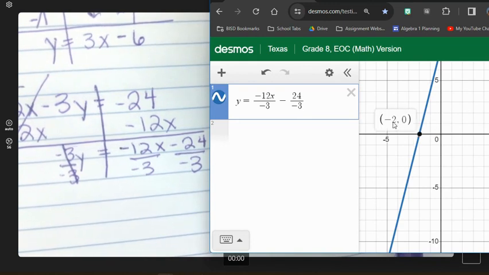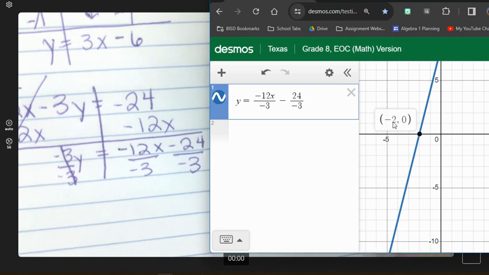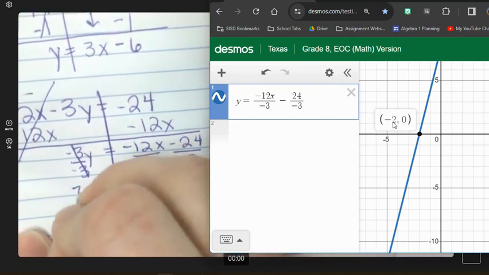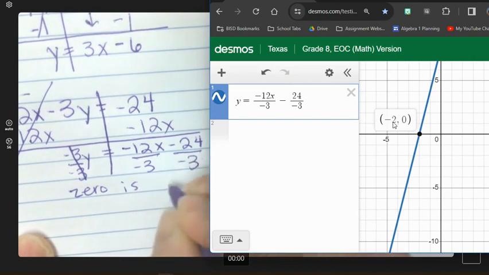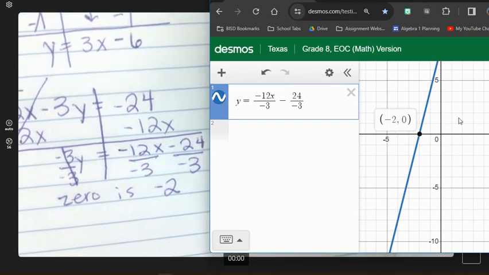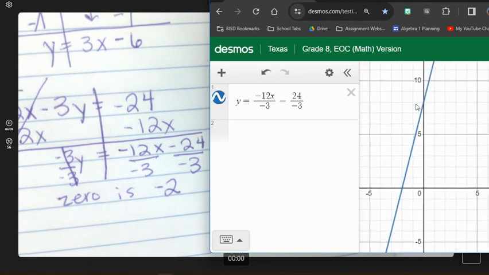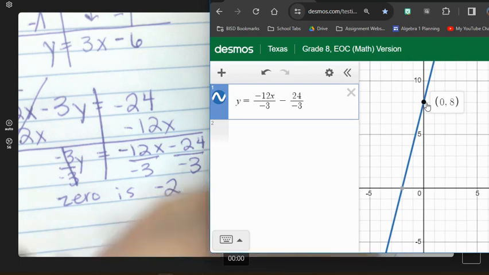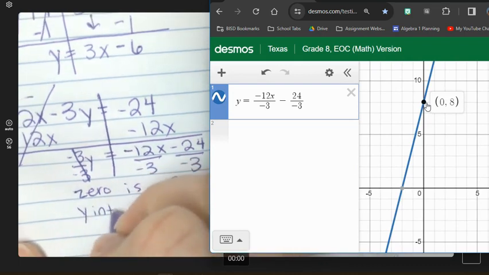So the 0 is negative 2. I'm going to write that down. 0 is negative 2. And then we need our y-intercept. So let's go up and find our y-intercept. Y-intercept is 0, 8.